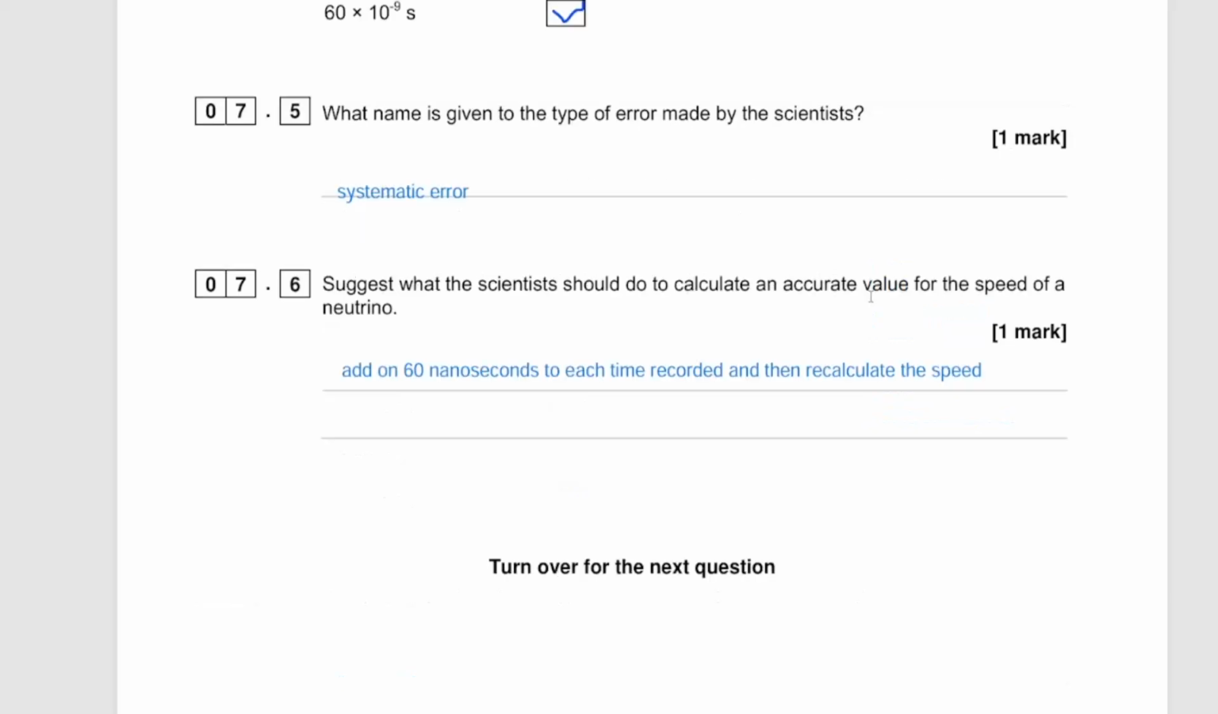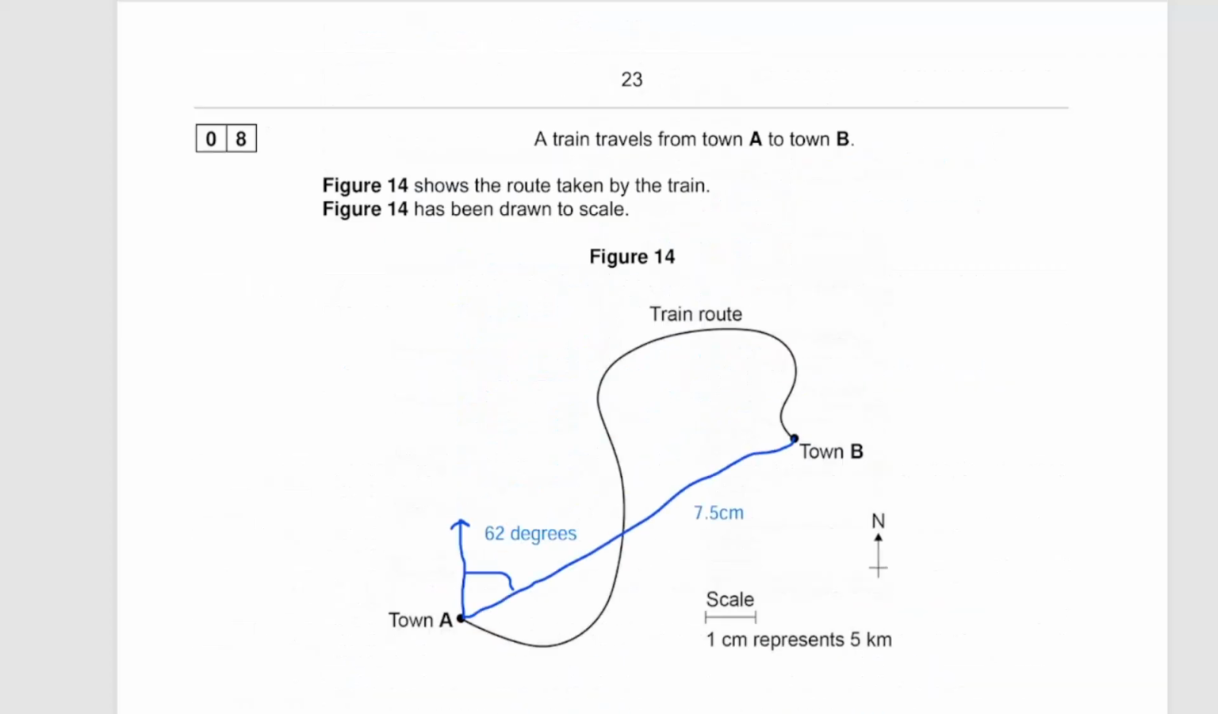Now, suggest what a scientist could do to calculate an accurate value. Well, if it's always 60 nanoseconds less than it should be, you can just add on the 60 nanoseconds and recalculate the speed. Moving on to question 8. Figure 14 shows the route taken by the train. Figure 14 has been drawn to scale.